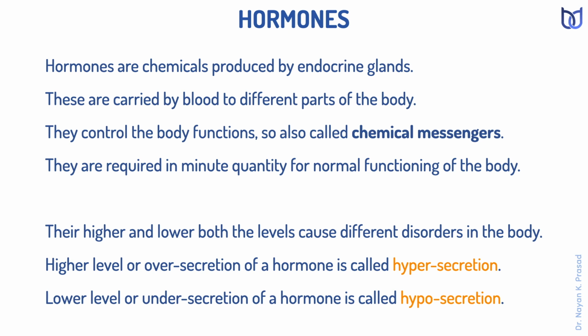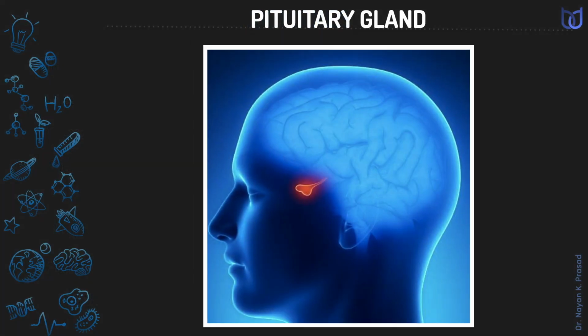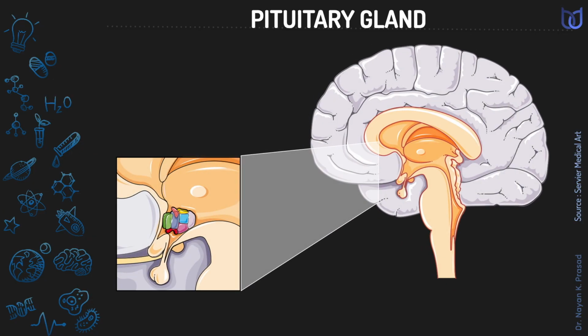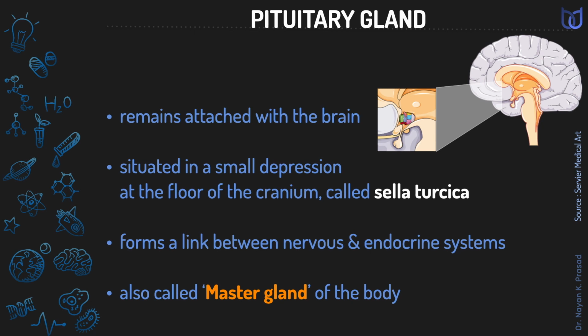Now, let us talk about the different endocrine glands of our body one by one. First, the pituitary gland. Pituitary gland is a small, single, median, rounded and pea-sized gland of white color. It lies inside the cranial cavity of a skull. The pituitary gland remains attached with the brain and is situated in a small depression at the floor of the cranium. This is called sella turcica. Thus, the pituitary gland forms a link between nervous system and endocrine system. Pituitary gland secretes several hormones and regulates the activities of almost all the endocrine glands of the body. Hence, it is often termed as master gland of the body.